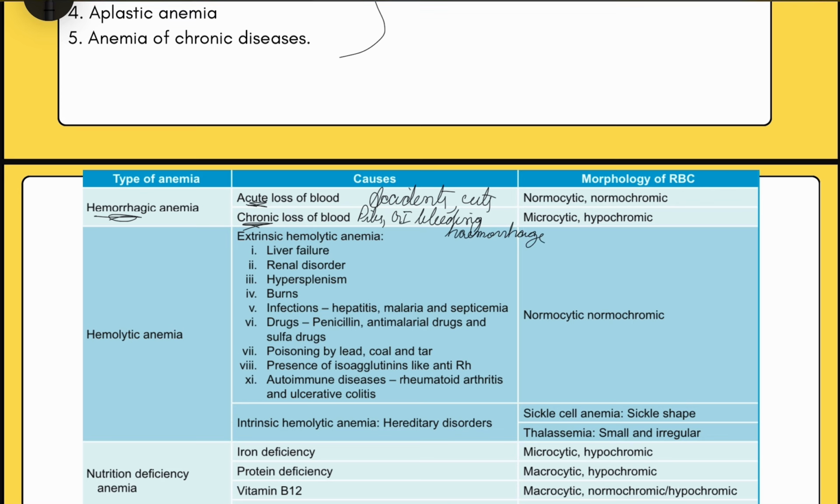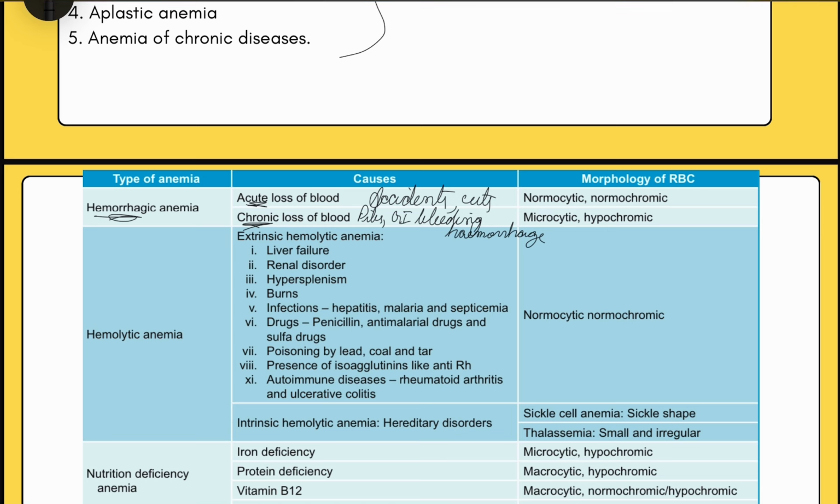So what happens in this hemorrhagic anemia is that the morphology of the RBC, when we compare in the acute loss of blood, will be normocytic and normochromic. That means only the volume of the blood is reduced. That is why it is normocytic and normochromic. And in chronic loss of blood, it is microcytic and hypochromic.